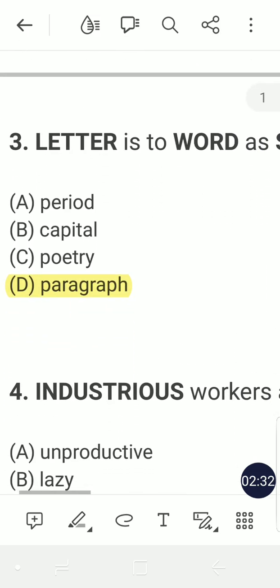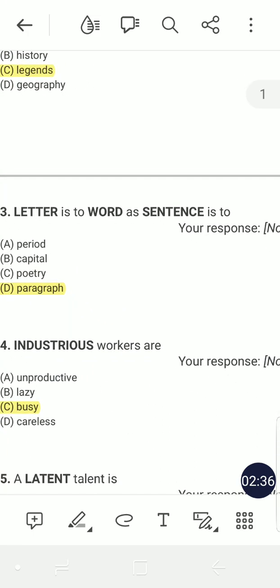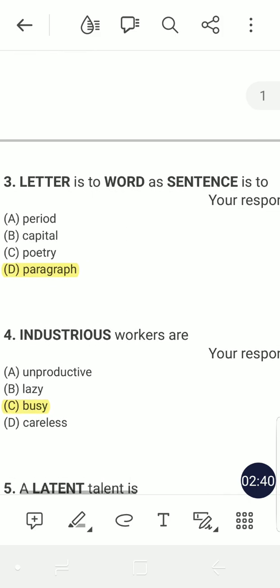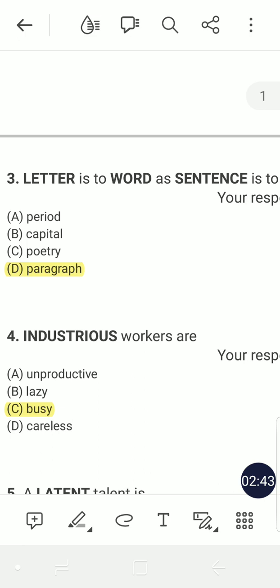Number three, the question is, the full question here: letter is to word as sentence is to. Answer is D, paragraph. So in this question, a letter is part of a word. Therefore, the answer is paragraph because a sentence is part of a paragraph. Or another way you can analyze it is that letters make up a word, the same as sentences make up a paragraph. Okay.